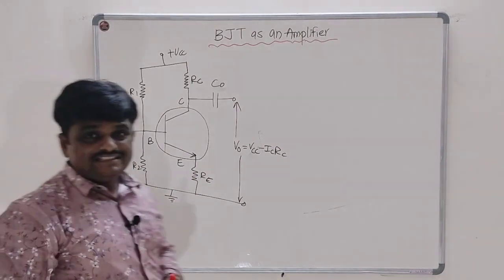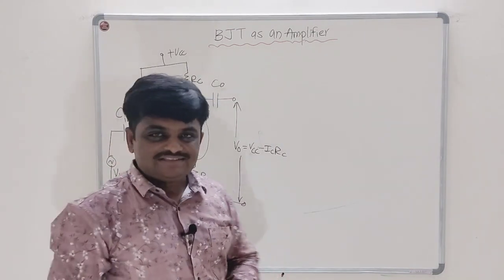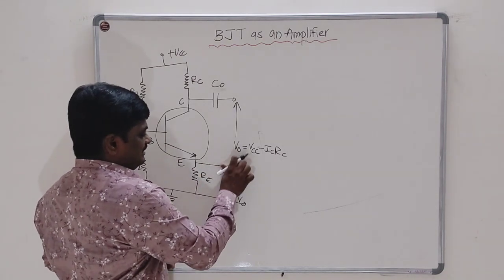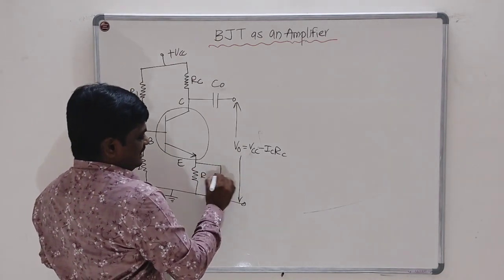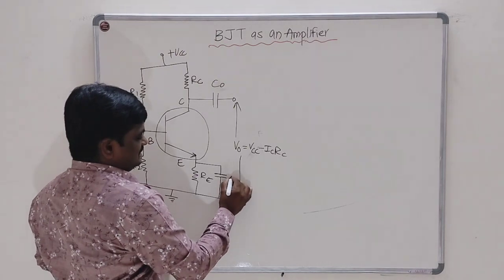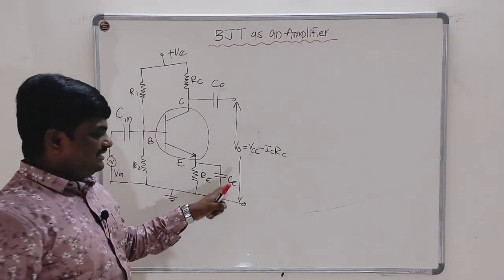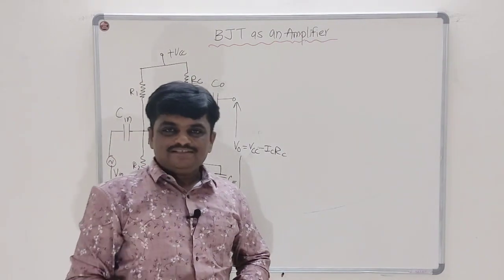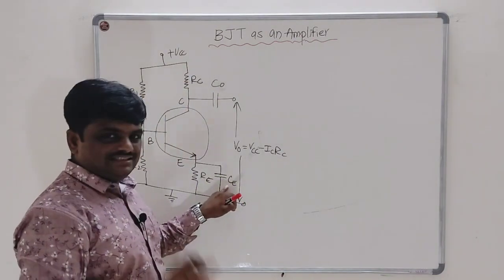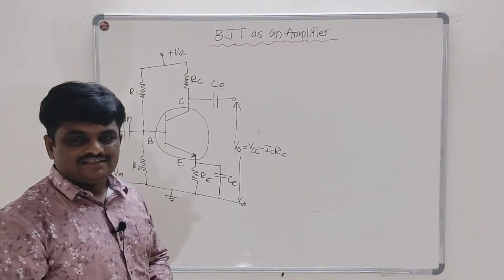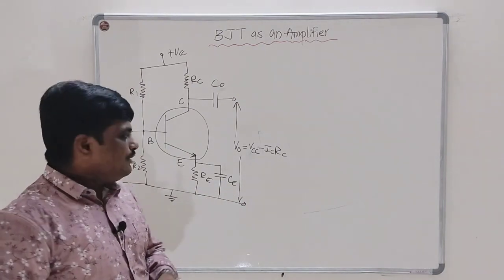And if you want to increase the gain of this transistor, you can connect one capacitor in parallel with the RE, and it is known as the emitter bypass capacitor. It increases the gain of the transistor. Without CE, the gain of the transistor is limited, and with CE, the gain of the transistor increases. Now let us see the operation.